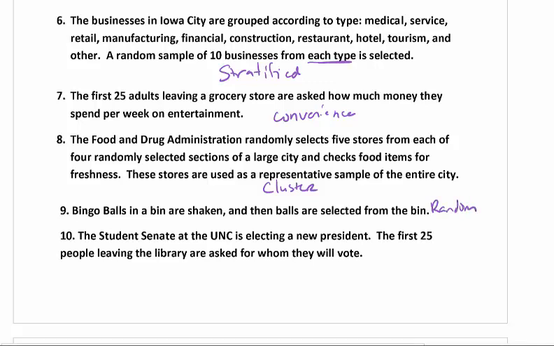And number 10, the student senate at UNC is electing a new president. The first 25 people leaving, same exact idea as number 7. This is a convenience. There are definitely more types of sampling techniques, but these are the 5 you need to know for this class.